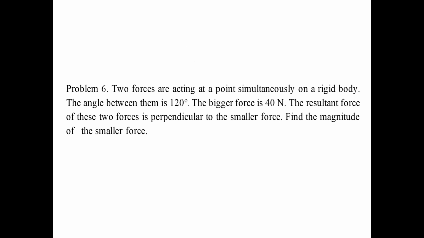Then the sixth problem. Last class I explained the sixth problem also, but for your revision, please go through the solution of the sixth problem. Two forces are acting at a point simultaneously on a rigid body. So these two forces are concurrent forces acting at the same point on the rigid body. The angle between the two forces F1 and F2 is 120 degrees.